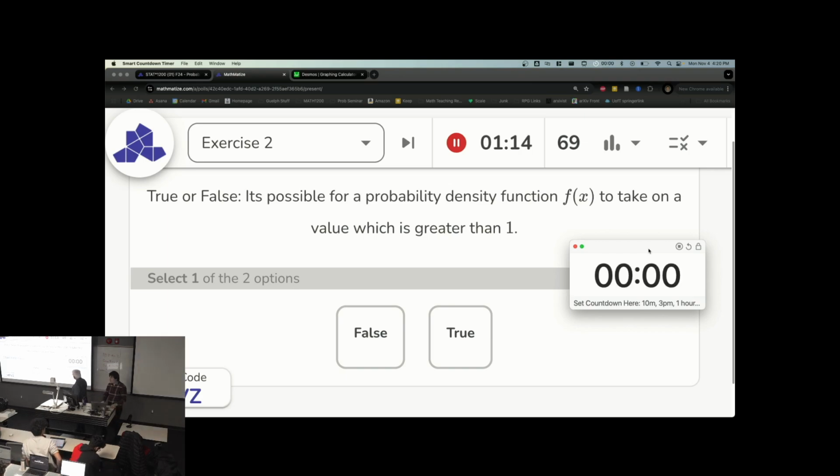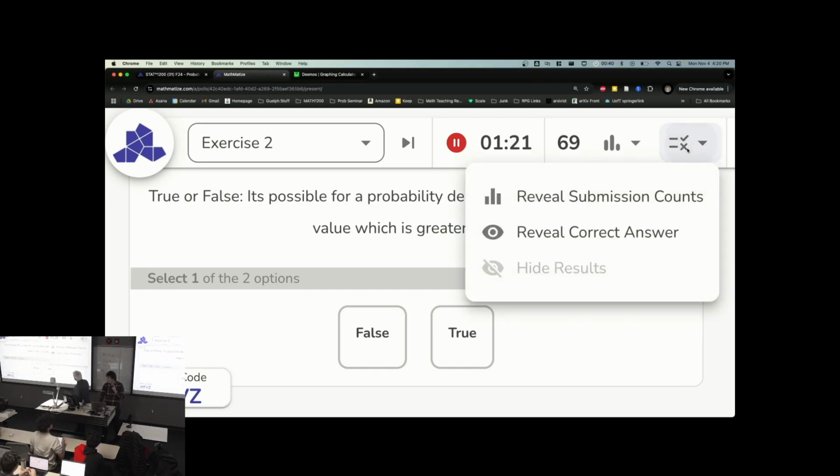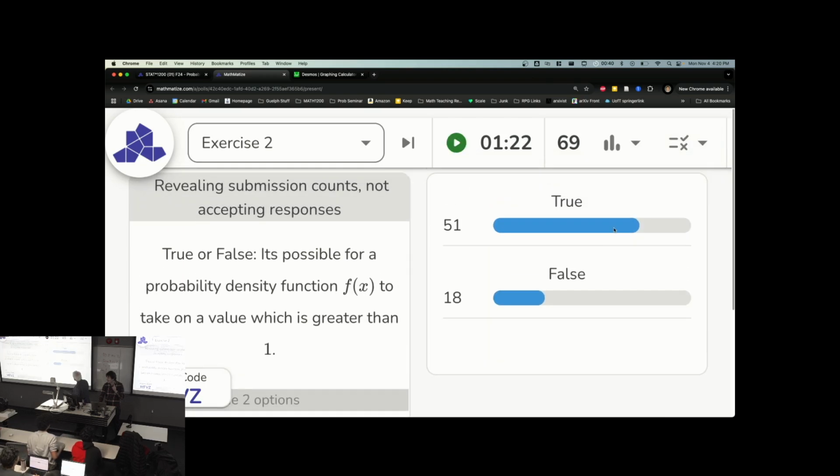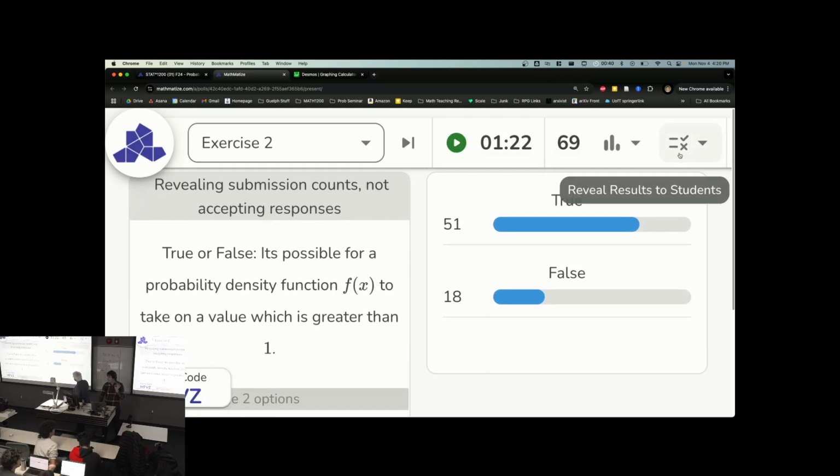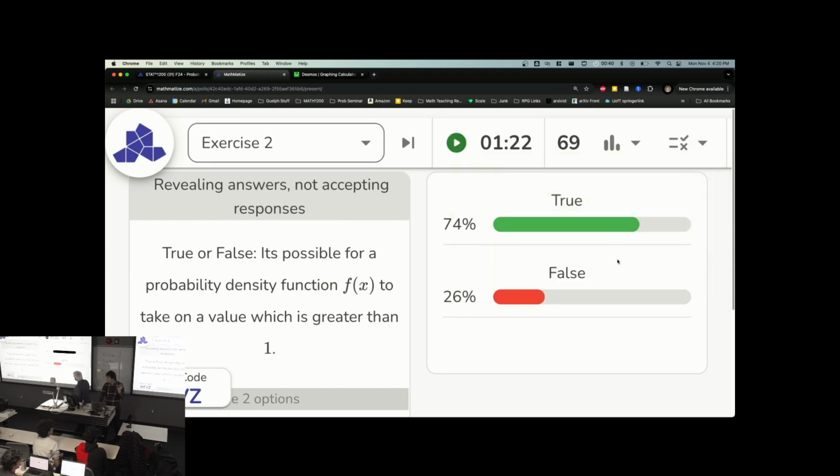All right, everybody. It's exactly 4:20, and exactly 69 people have answered. So we have reached 4:20 and 69, and the answer is 51 people said true, 18 people said false, and you got it right. So a probability density can be bigger than 1. We'll talk about it next class. Common misconception.